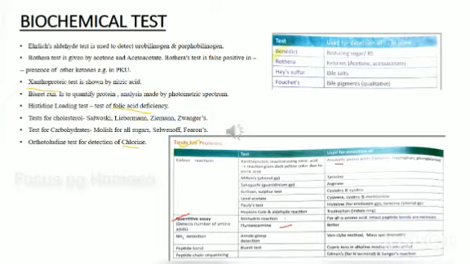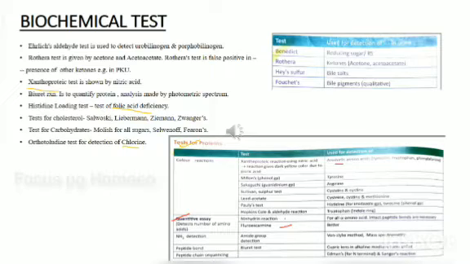Next is the histidine loading test, that is for folic acid deficiency. Then coming to tests for cholesterol, the names of the tests for cholesterol are Salkowski, Liebermann-Burchard, Zak's, and Zlatkis-Zak tests.